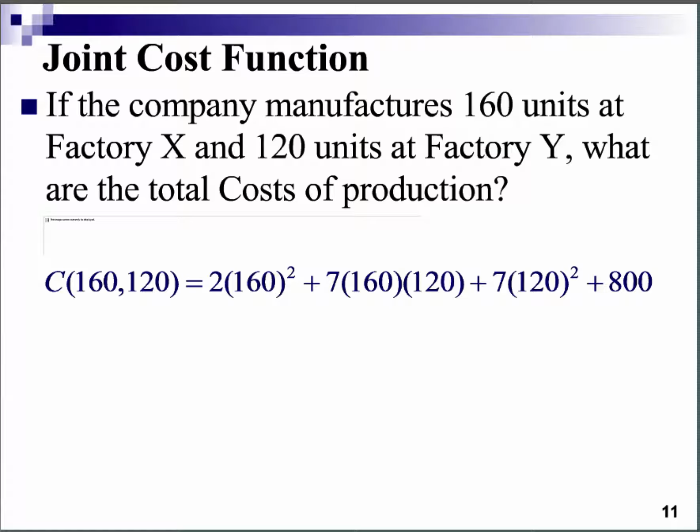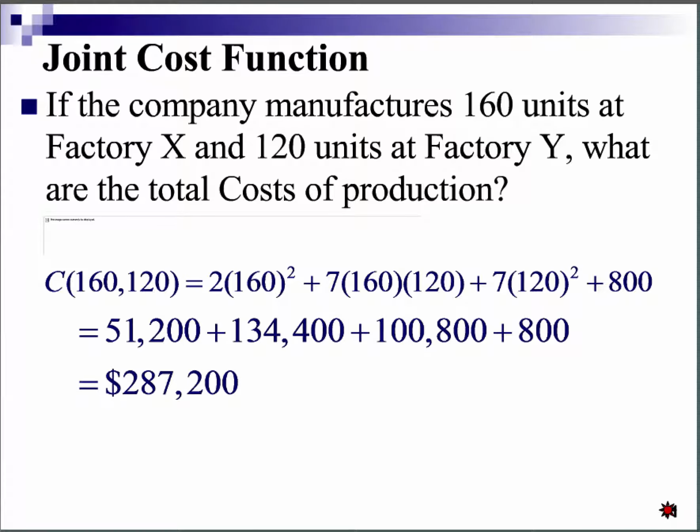So there's nothing too complicated here except the order of operations, which dictates that you need to do any powers first. So for example, in the first term, 2 times 160 squared, you'd have to square 160 first and then multiply the result by 2. So if you follow the order of operations here and compute this, you'll end up with a total cost of $287,200. So this is a simple example of evaluating a cost function at given points.